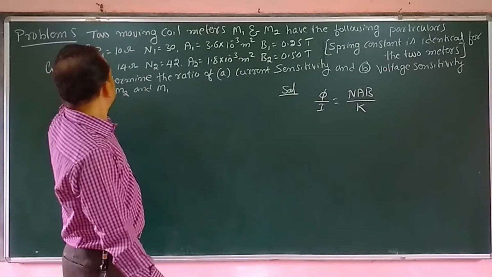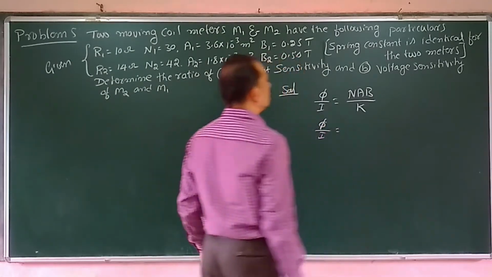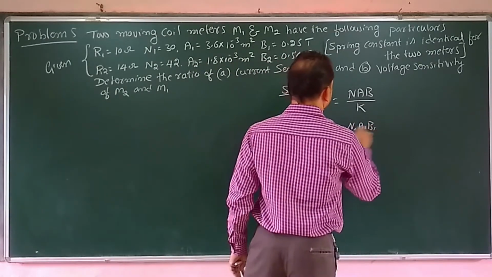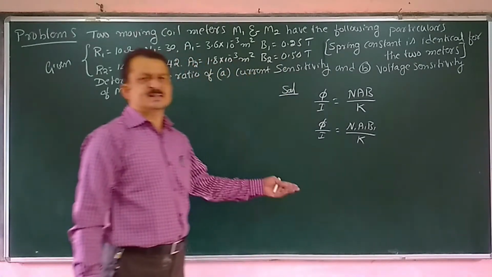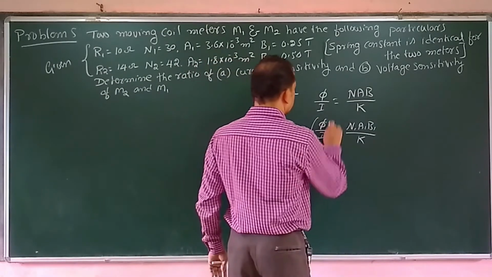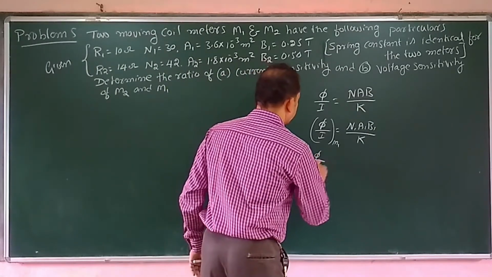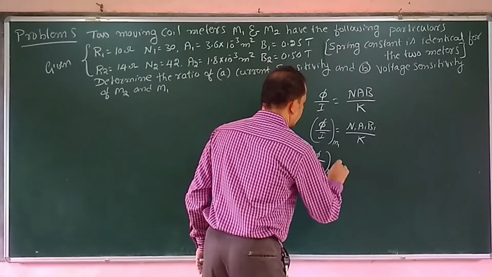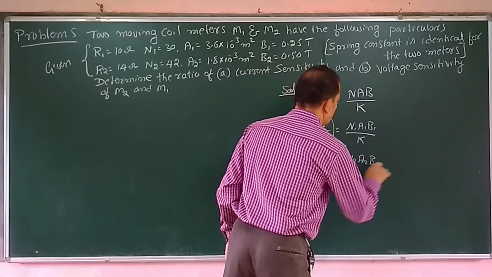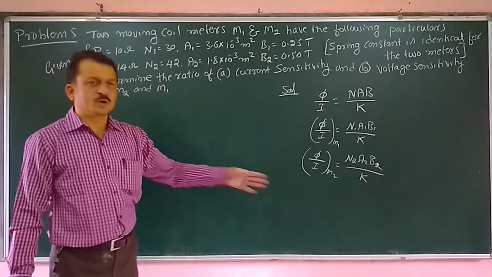Now for the first meter, it is phi by I equal to N1 A1 B1 divided by K. K is same. Okay. Now this is for M1, the first meter. Similarly for the second meter, phi by I for the second meter is equal to N2 A2 B2 divided by K. Okay. Now we have to take the ratio of these two.